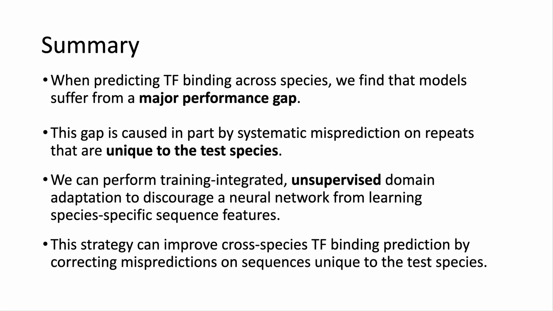And so in summary, what we did was we tried to predict transcription factor binding across species and found that the models suffered from a major performance gap. We found that that gap was caused in part by systematic misprediction on ALU repeats that are unique to the test species or the human genome. We then performed this training integrated strategy of unsupervised domain adaptation, which discouraged the neural network from learning those species-specific sequence features, and we found that it did improve cross-species TF binding prediction by correcting those mispredictions.